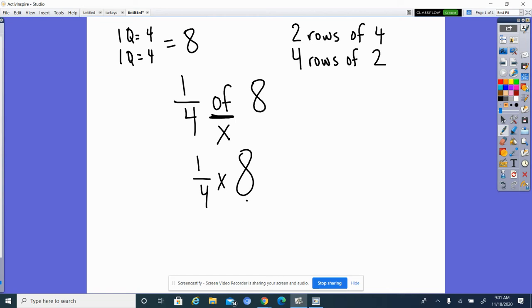4 rows of 2? Okay. So that's going to look like this. There's 1 row of 2, 2 rows of 2, 3 rows of 2, 4 rows of 2. Draw in your book.